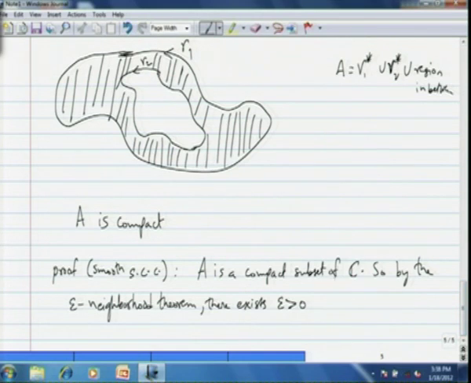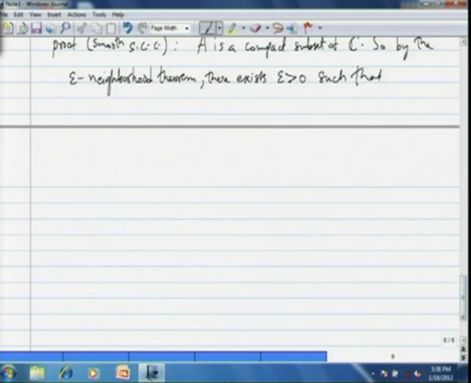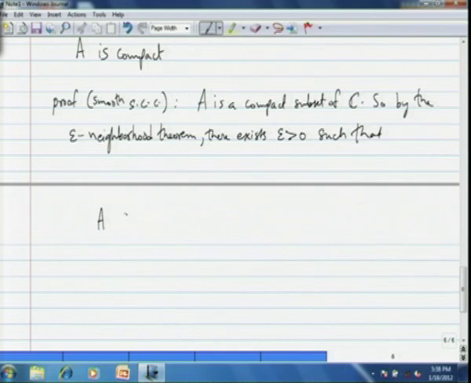So, there exists an epsilon positive such that A is contained in the union of the epsilon balls, where the union is over all points contained in A, and this is in turn contained in the set under question, the open set under question omega.